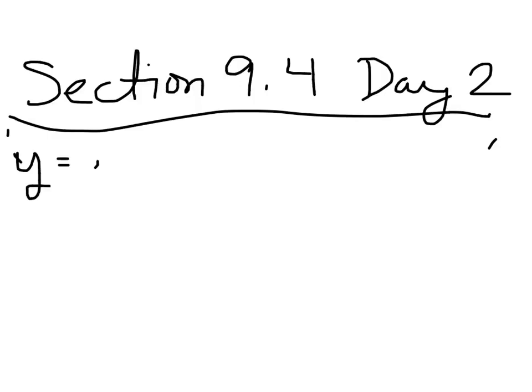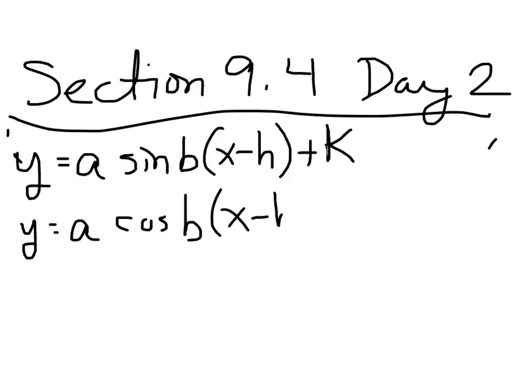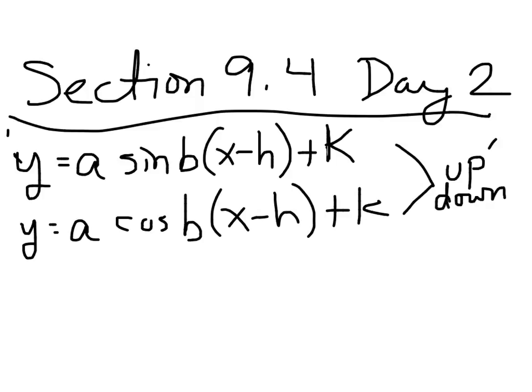You're either going to have y equals a times the sine of b x minus h plus k, or a cosine b x minus h plus k. What does it mean when you add or subtract on the outside? This number, the k, is going to tell you whether it goes up or down, depending on if it's positive or negative. What does adding or subtracting on the inside do?